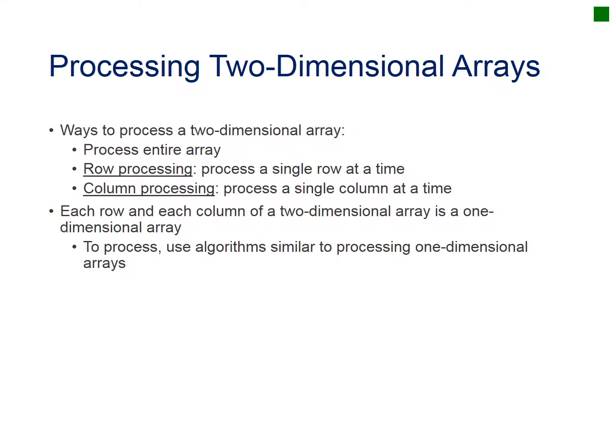Processing two-dimensional arrays. Two-dimensional arrays are processed in the following ways. Process the entire array. Row processing processes a single row at a time. Column processing processes a single column at a time. Each row and column of a two-dimensional array is a one-dimensional array. To process, use algorithms similar to processing one-dimensional arrays.